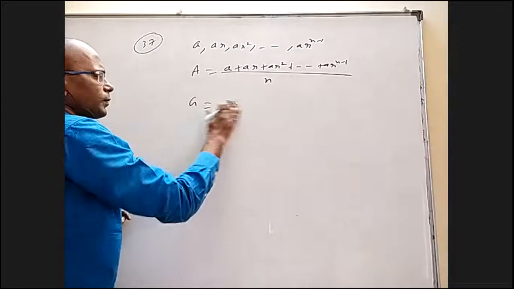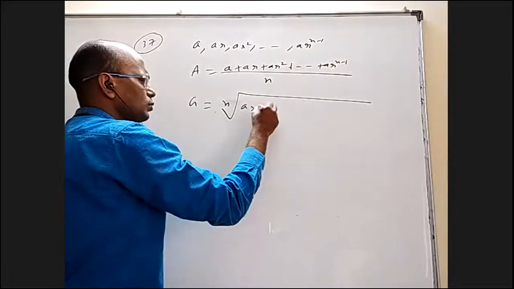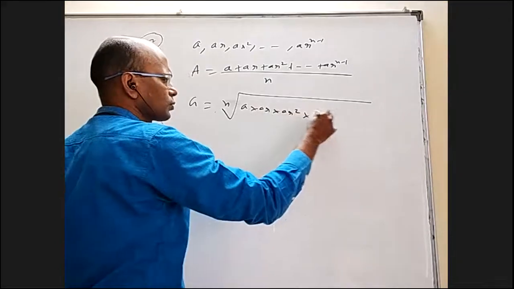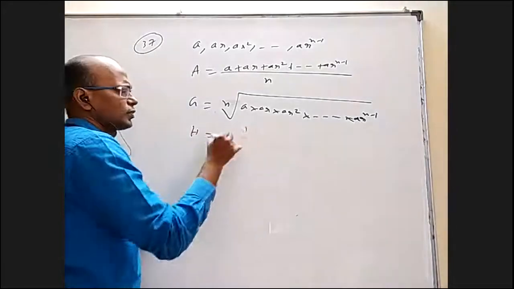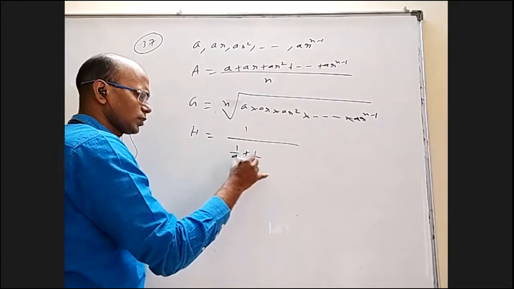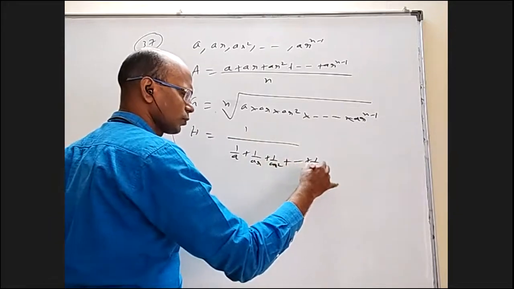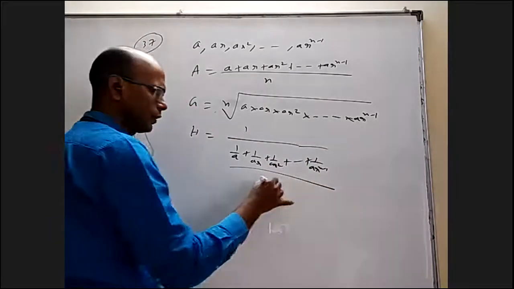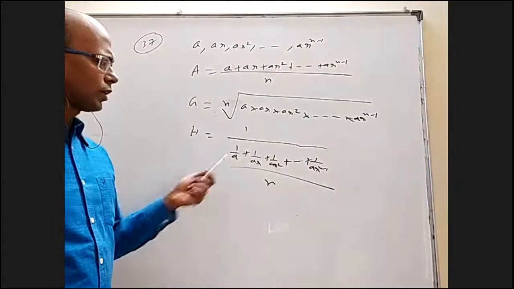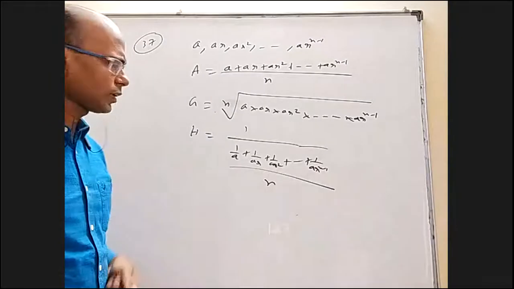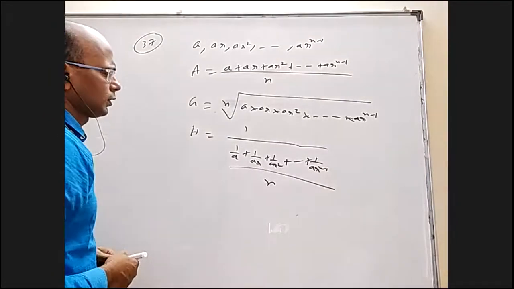Geometric mean is nth root of a into ar square, so on up to ar power n minus 1. Harmonic mean is 1 by a plus 1 by ar plus 1 by ar square, so on up to 1 by ar power n minus 1, by n. Earlier, normally with the harmonic mean, we were not able to add all these things, okay? But now we are able to add. And let us see what will happen.